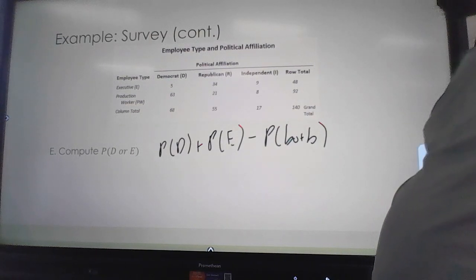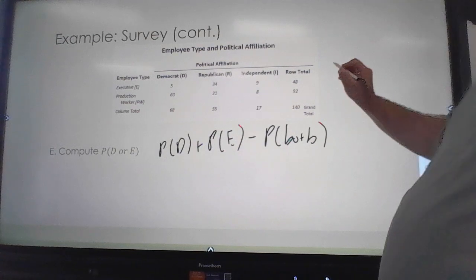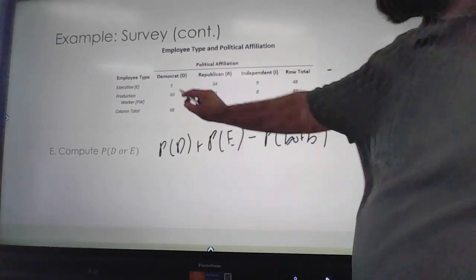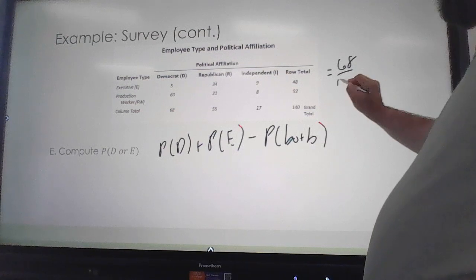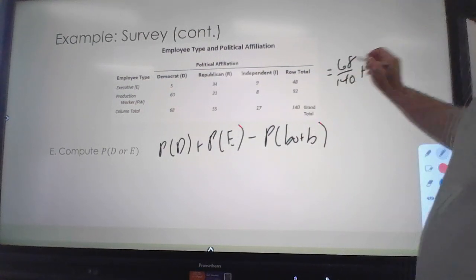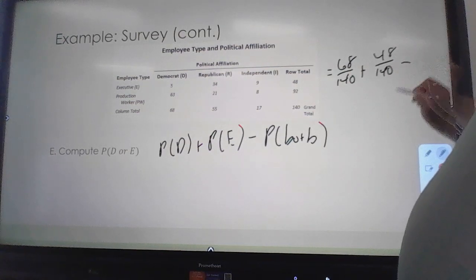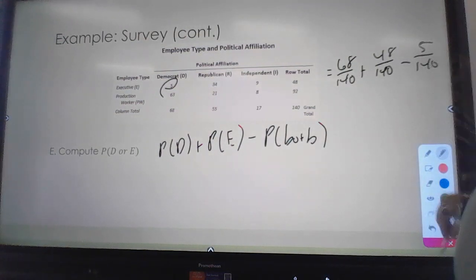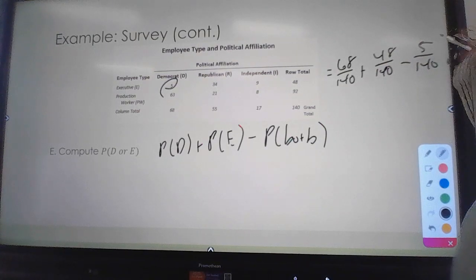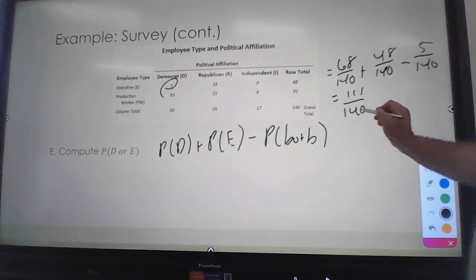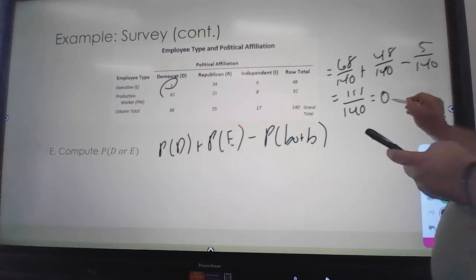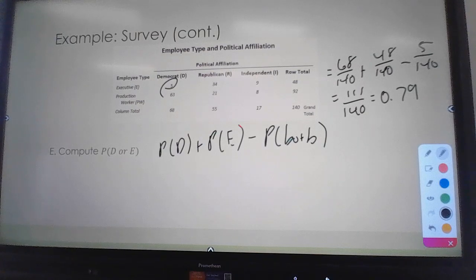Okay, so probability of a Democrat, that's 5 out of 140. No, I'm sorry, not 5, because remember I have to look at the totals. 68 out of 140 plus executives, that's 48 out of 140, minus both Democrat and executive, 5 out of 140. So 68 and 48, that's 116. Minus 5 is 111. So 111 over 140, that's 0.79. All right.